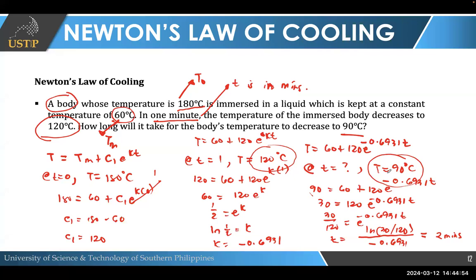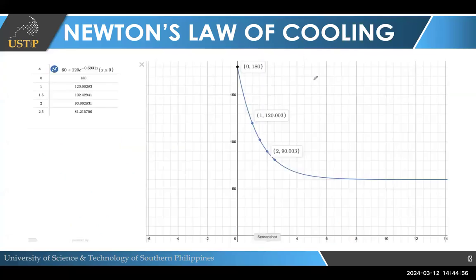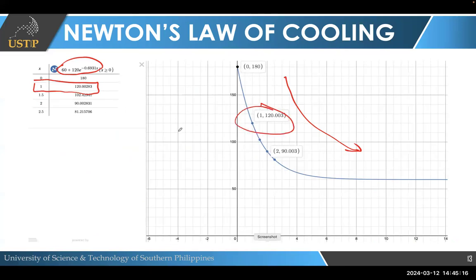Okay, so let's graph this sa Desmos class. So nakita nato diri no, naka-decrease siya. Exponentially gyapon. Mura gyapon siya decay. So, this is the equation. So, after 1 minute, ano siya? After 1 minute, 120. Okay, 120 degrees Celsius. And then after 2 minutes, 90 na lang degrees Celsius. So na-verify na nato ang answer.